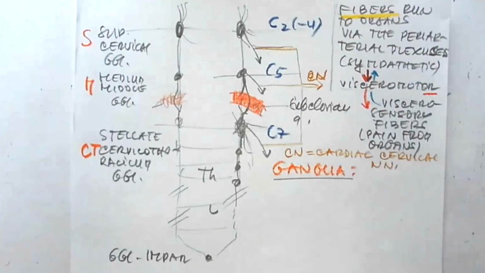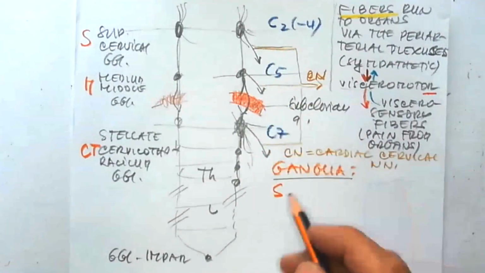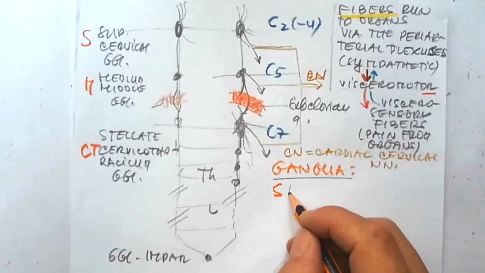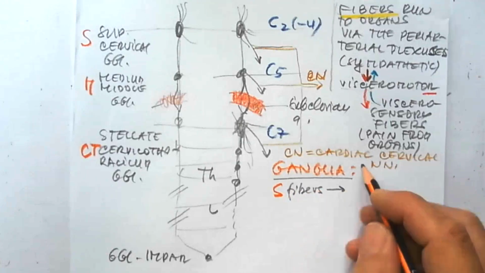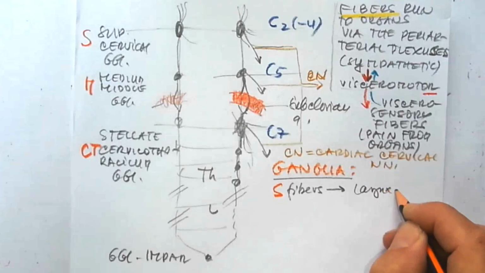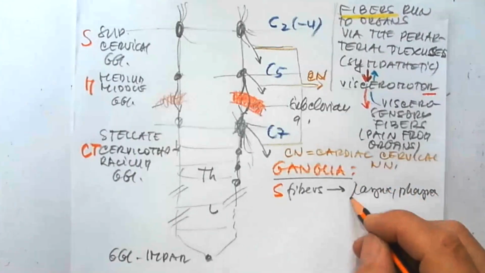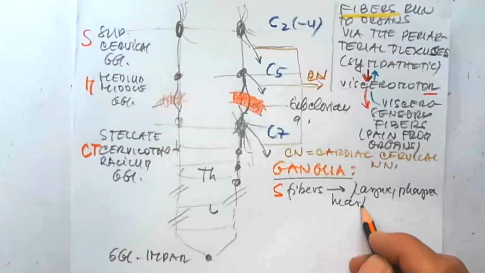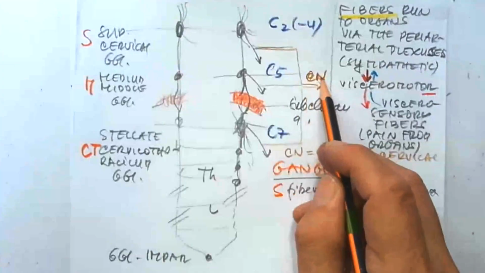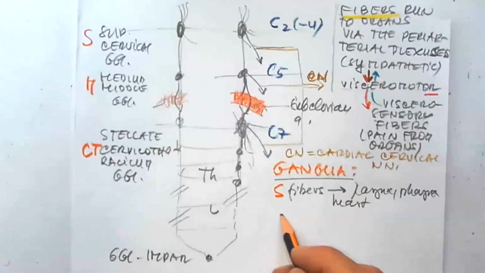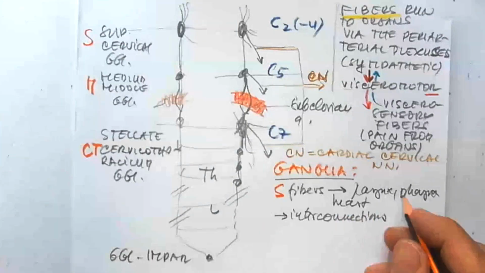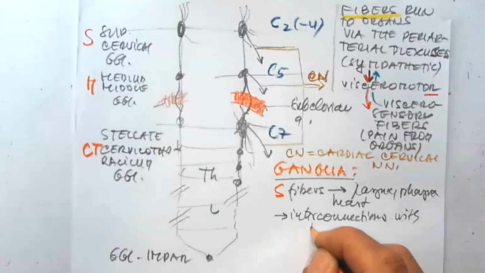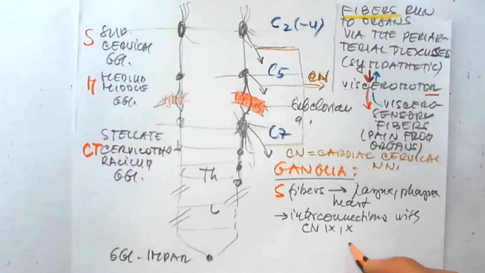So concerning the ganglia, quickly, the first one is S. No, S means that we know the level, and very simply, very quickly, the fibers, the first one, superior fibers, I just put an arrow, run to the larynx, pharynx, definitely, larynx, pharynx, then heart, because they are the cardiac nerves, then have the interconnections with many nerves, but just basics with the cranial nerves number 9, number 10.